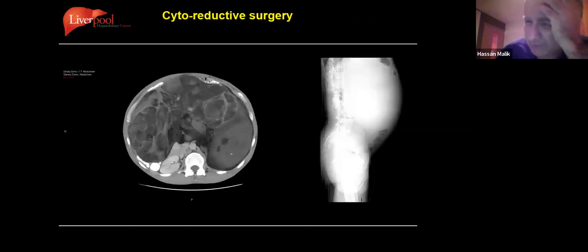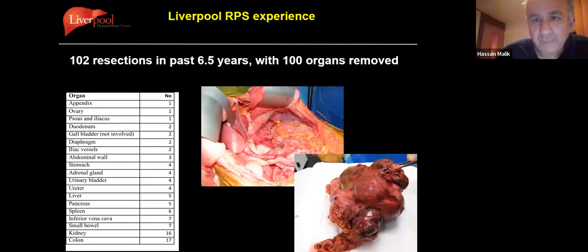Debulking surgery, again, is something that is discussed and considered. This is probably the second sarcoma I did with Professor Poston, who was my senior colleague at the time, a young man who saw his abdomen grow over a period of 6 months. And this was a 20-kilogram tumor, which we removed. And if you look at the retroperitoneal sarcoma, now this is an old talk, old data.